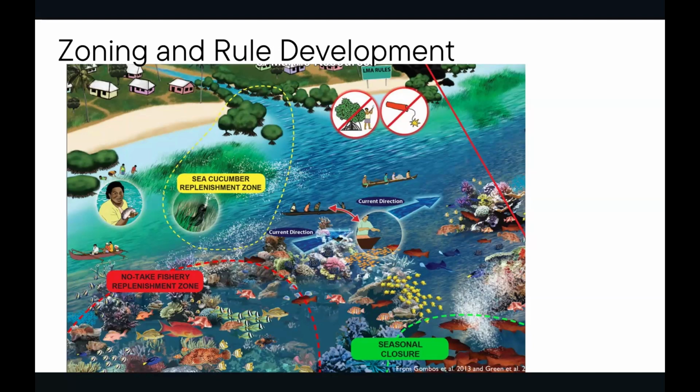So all protected area zones and rules should be directly linked and driven to the site goals and objectives, or the results, those ultimate results that you're trying to achieve. And zones and rules should also aim to balance the ecological needs with the interests and traditional uses and values of the community.